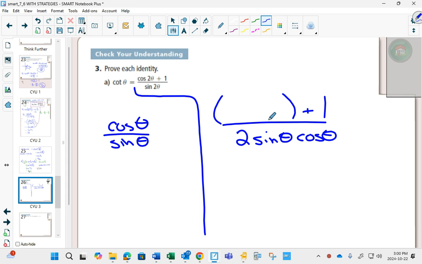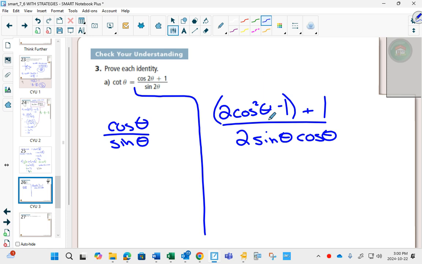Okay, which one did you think? 2 cos squared alpha minus 1. This is the best one. Why? The minus 1 and the plus 1 will nicely cancel out. There's no 1s on this side, so it sure would be nice if that canceled out.